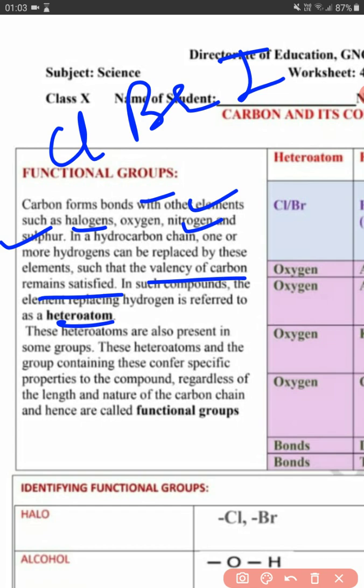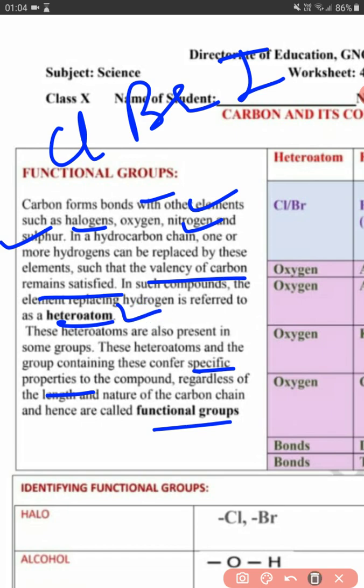These heteroatoms are also present in some groups, and these groups are known as functional groups. Now these heteroatoms confer specific properties to the compound regardless of the length or the nature of the carbon chain. That means the carbon chain can have more carbon atoms or fewer carbon atoms. It hardly matters, but the property of that compound generally is based on the heteroatom present in that group.